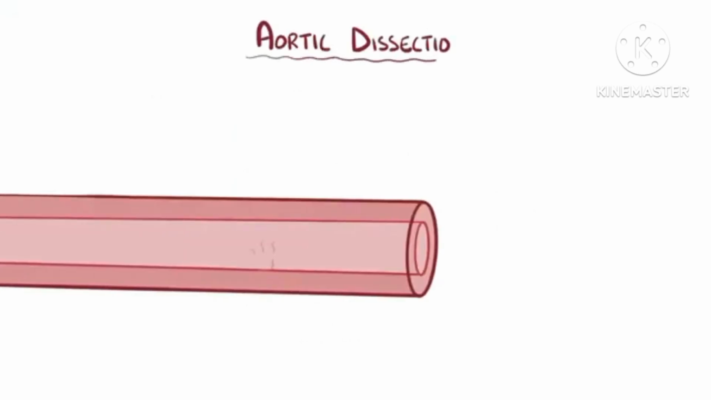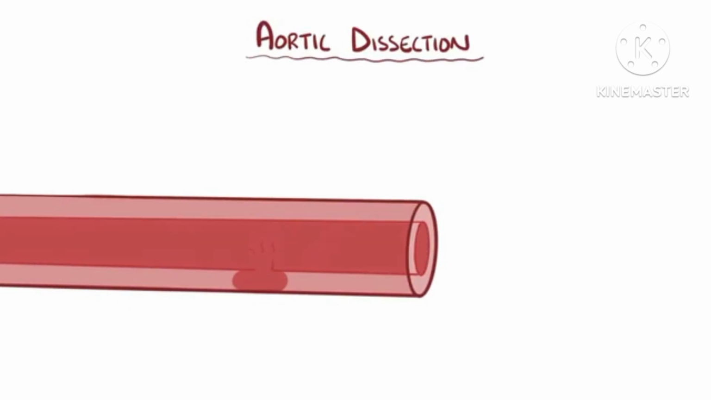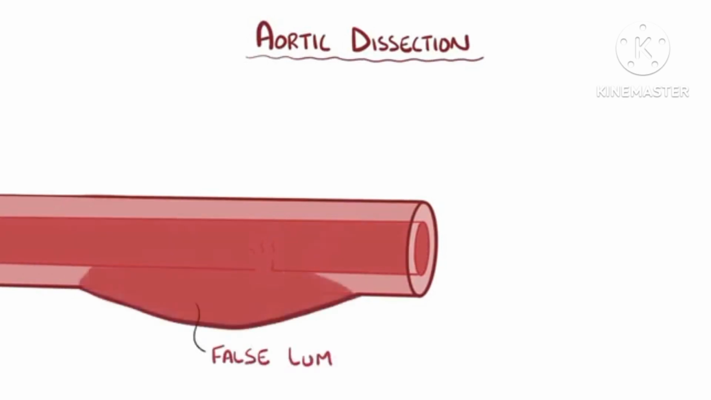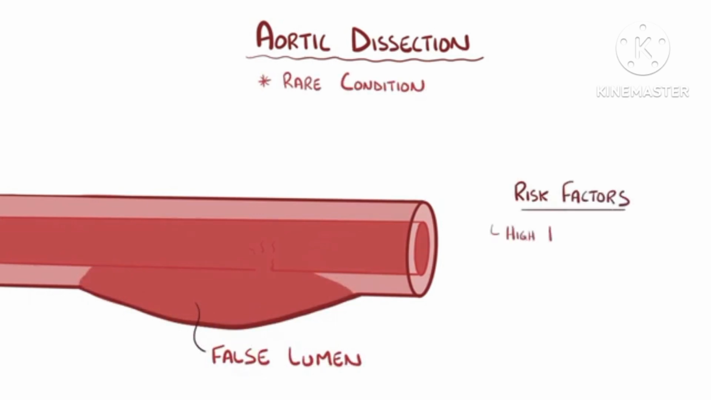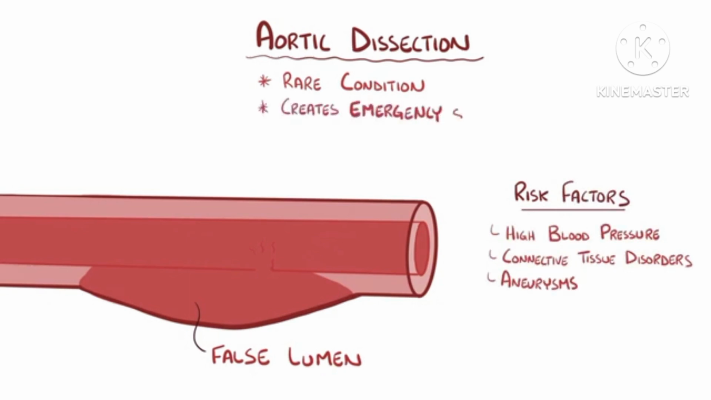Alright, as a quick recap. An aortic dissection is where blood tunnels between the tunica intima and tunica media, separating the two layers and creating a false lumen. This is a rare condition that most often happens with a history of high blood pressure, connective tissue disorders, and aneurysms. An aortic dissection can lead to emergency situations like cardiac tamponade and shock, and should be treated immediately.